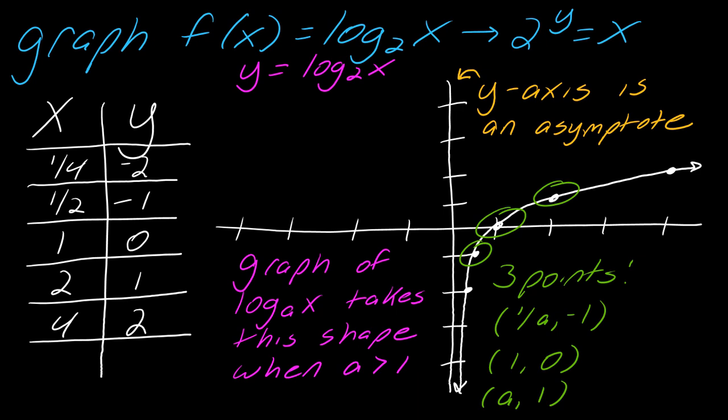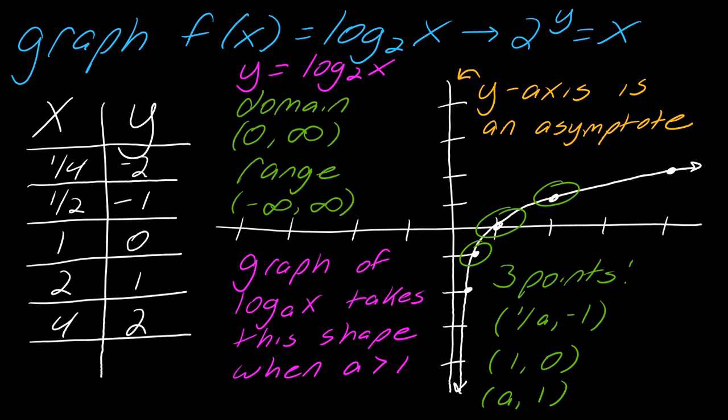The y-axis in this graph is an asymptote, and the domain goes from 0 to infinity, and the range goes from -infinity to infinity. So I think an interesting exercise for you is to then compare this graph. I had another video where we talked about graphs of exponentials. So just look at the information for those two graphs, because for an exponential, the domain and range were flipped.